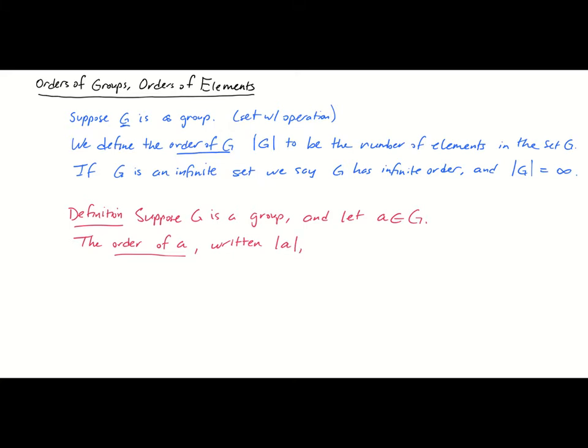And this is a little bit tricky because sometimes we'll be in settings where the group elements are numbers, and we don't mean the absolute value of that number. We mean the order of that number as a group element. And we'll pretty much always mean that in this course, unless I say otherwise.